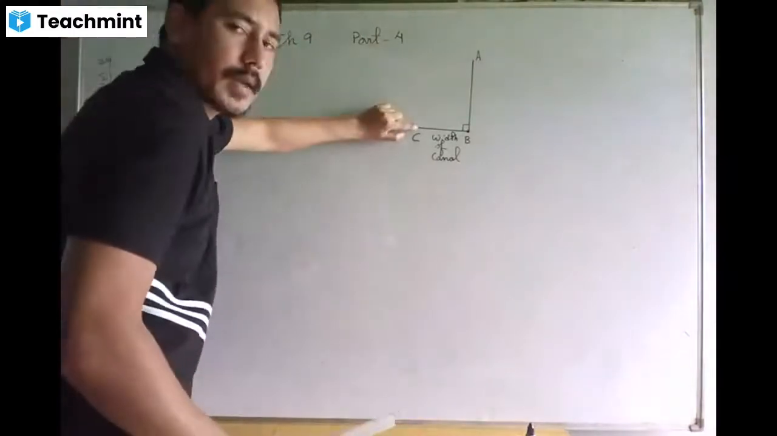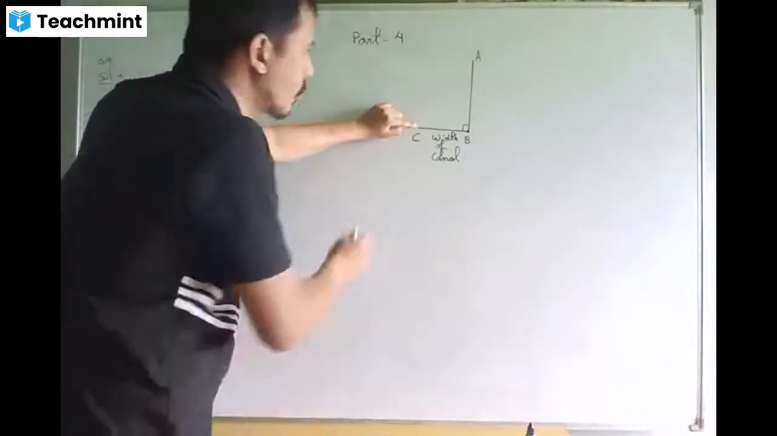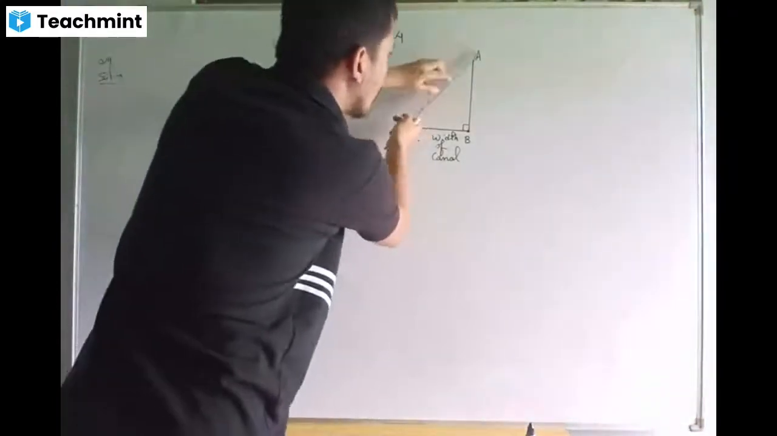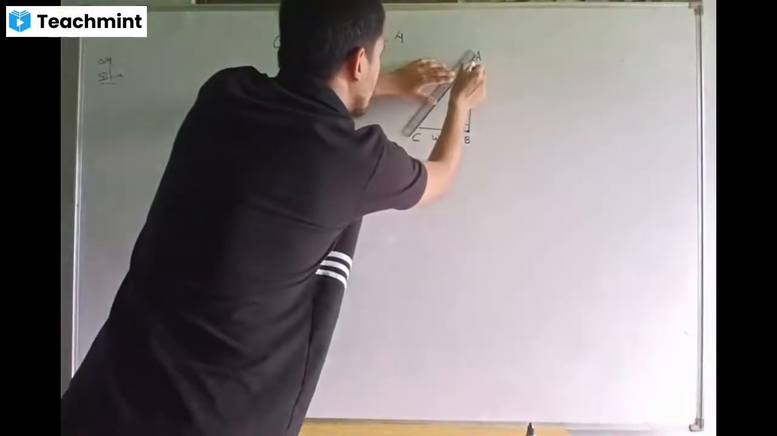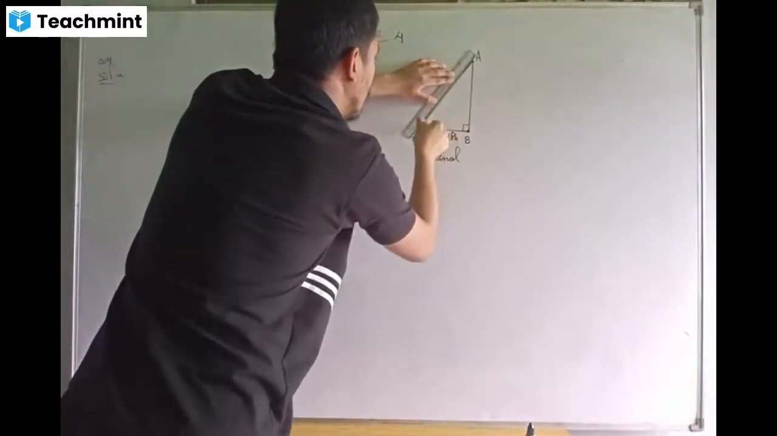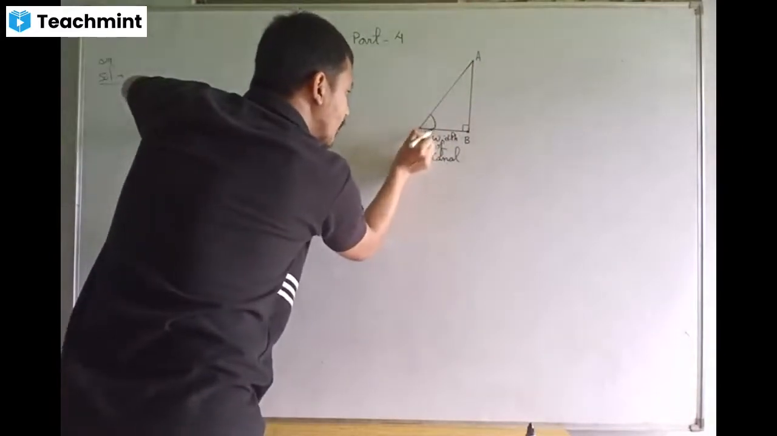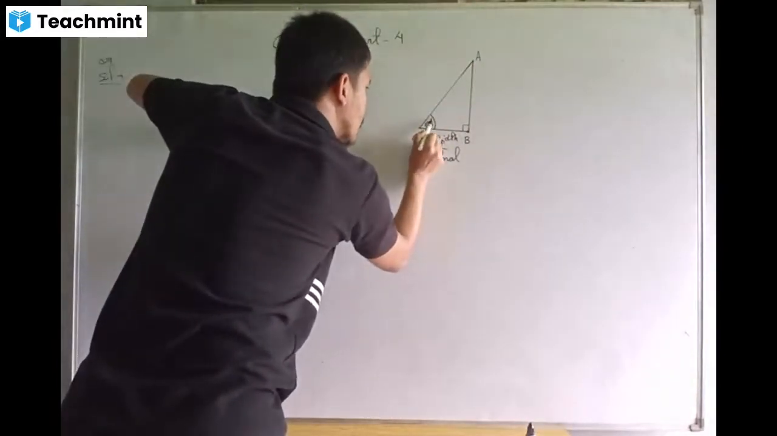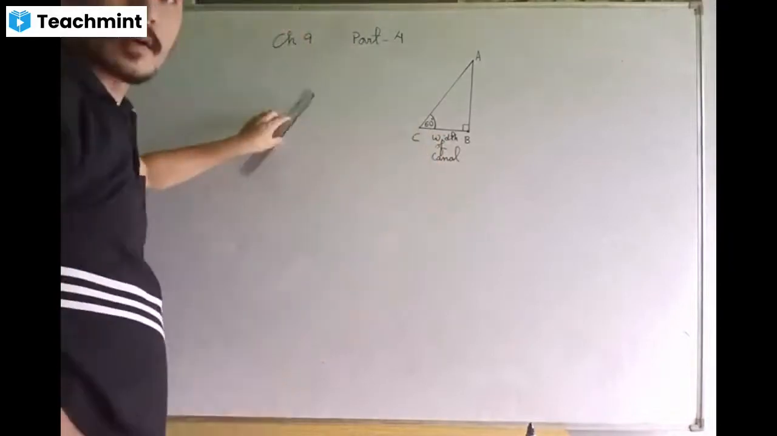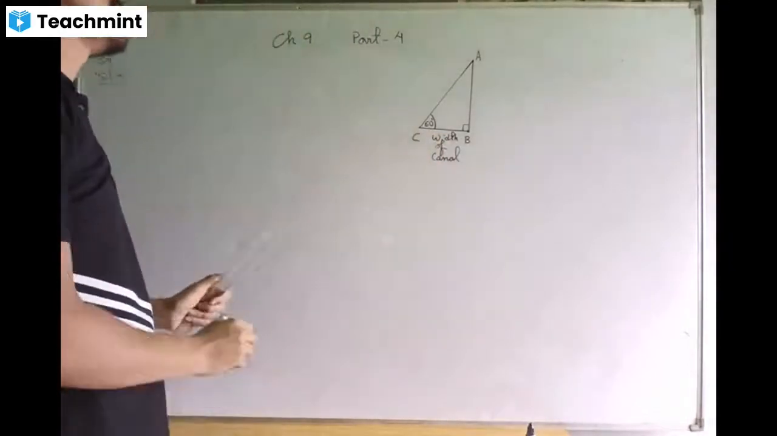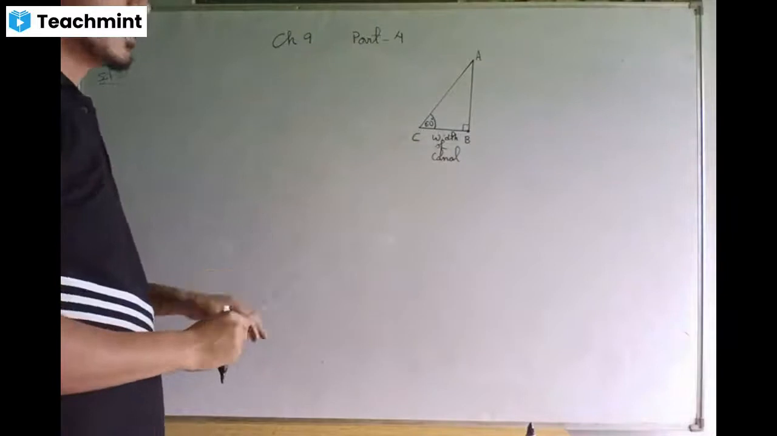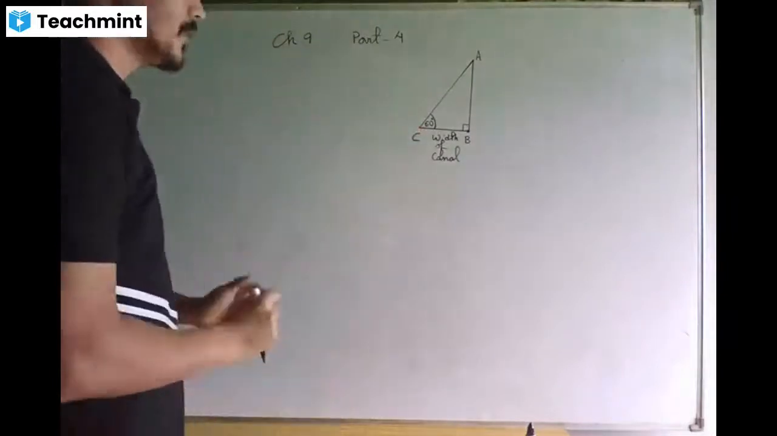From the opposite bank, that is C, when you look up at the top of the tower, the angle of elevation is equal to 60 degrees. Okay, angle of elevation becomes equal to 60 degrees.